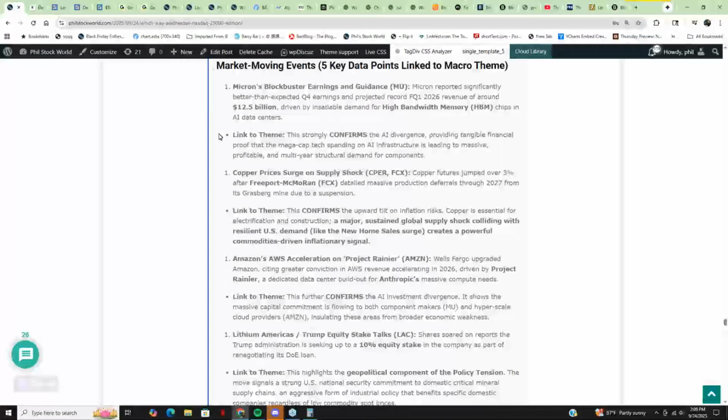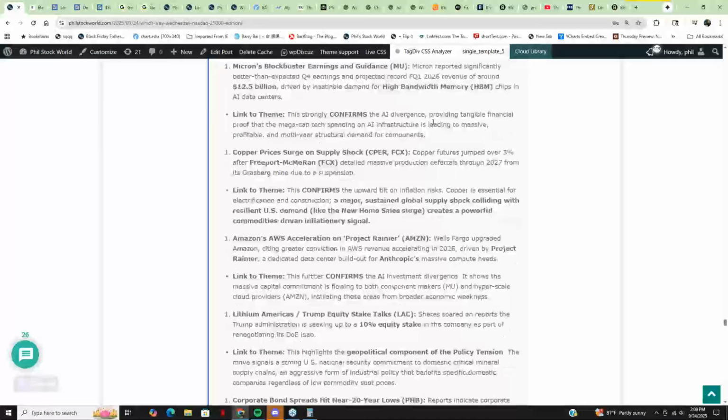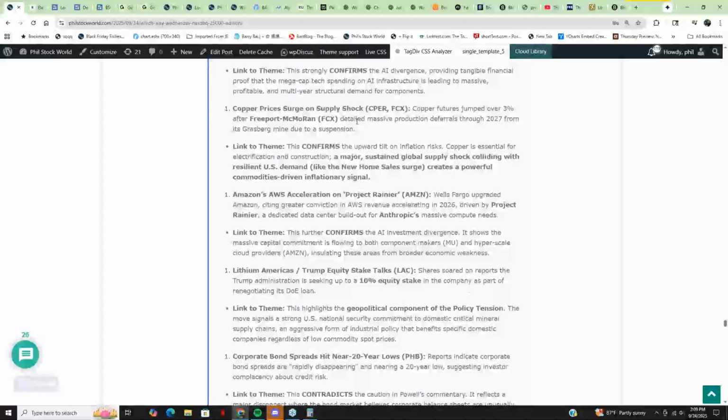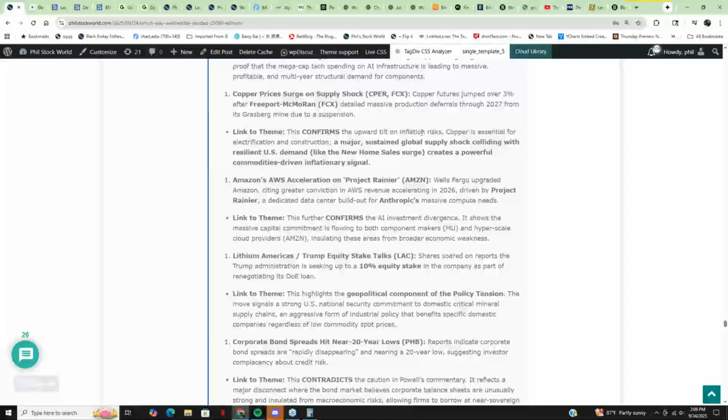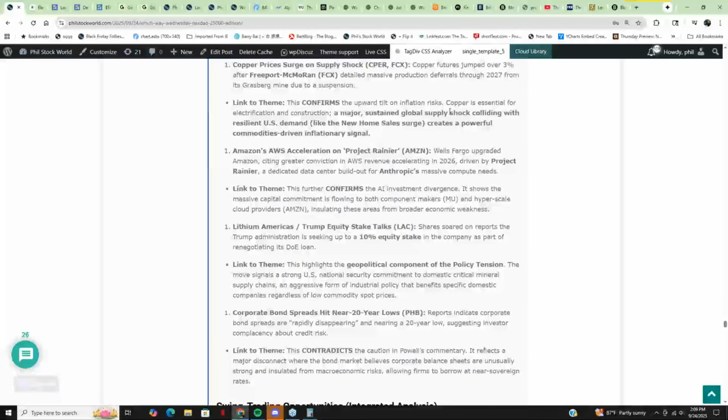Micron's blockbuster earnings and guidance. Micron reported significantly. What's the theme? It confirms the AI divergence. Copper prices were a shock. It confirms the upward tilt to inflation risk. I don't agree with that. I think it's a one-time event based on a problem that FCX had. But still, copper is essential for electrification and construction.